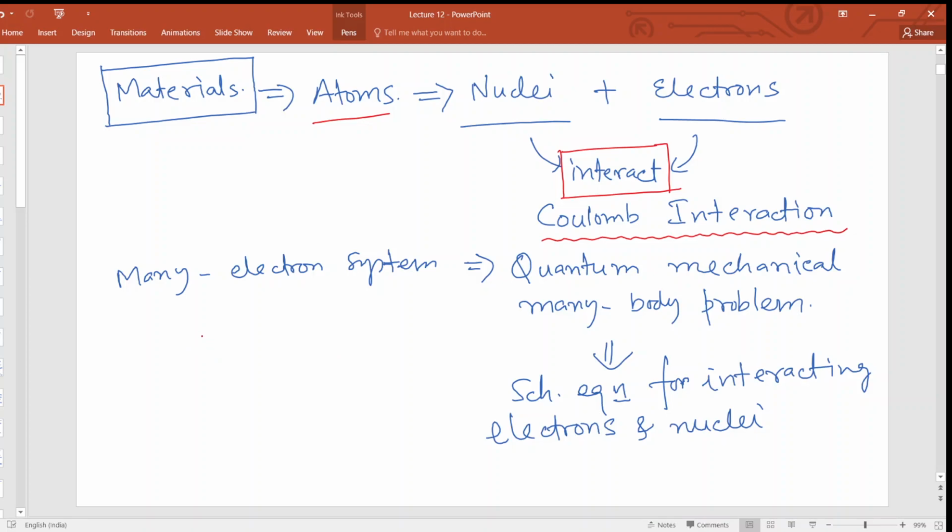Now there is more than one electron, so we can take them as something called a many electron system. So if there is more than one electron, it becomes a quantum mechanical many body problem, and we have to solve the Schrodinger equation for interacting electrons and nuclei in order to find out what sort of energy spectrum or wave function is generated as a result of this interaction. I hope this part is clear.